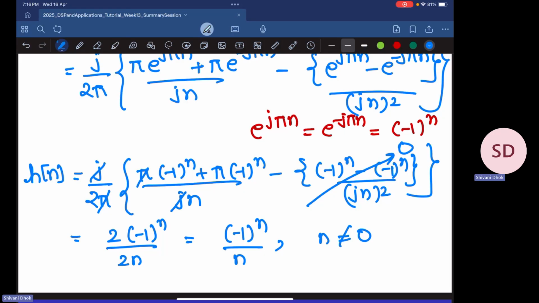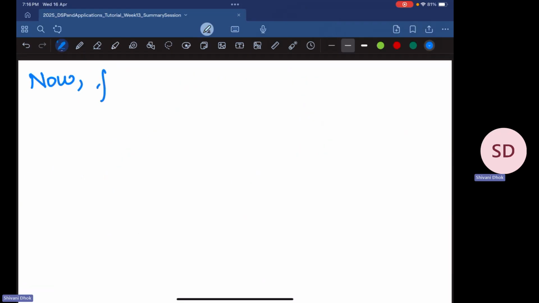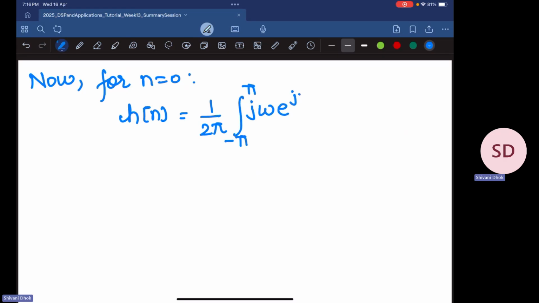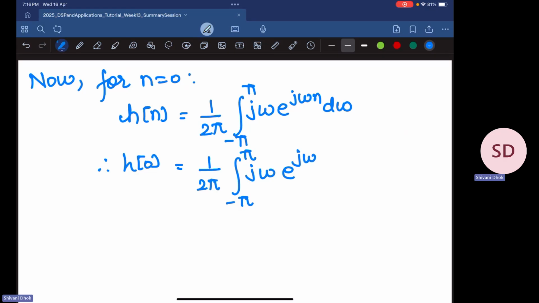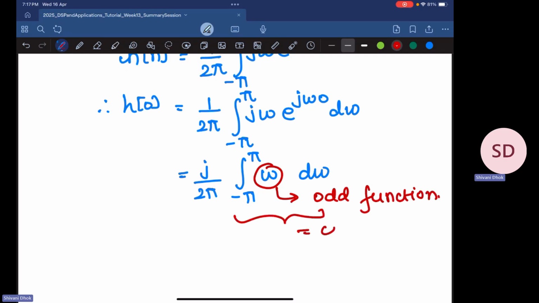The next thing that we need to figure out is the value of h of n for n equal to 0 to completely define this particular thing. So for n equal to 0, we have h of n as 1 over 2 pi integral minus pi to pi j omega into e power j omega n d omega. Therefore h of 0 equals 1 over 2 pi integral minus pi to pi j omega into e power j omega 0 d omega, which is equal to j over 2 pi. This e power j omega 0 is 1, so integral minus pi to pi omega. So now this omega is an odd function, which means this integral will be equal to 0.